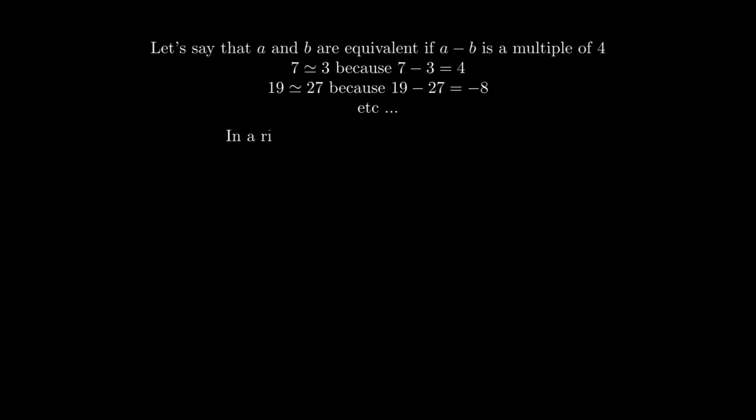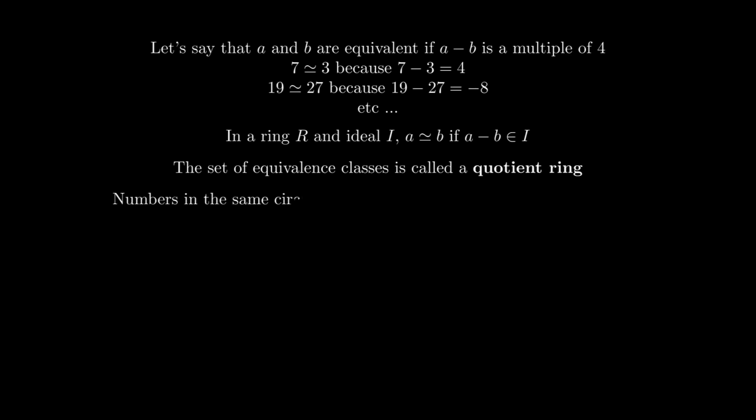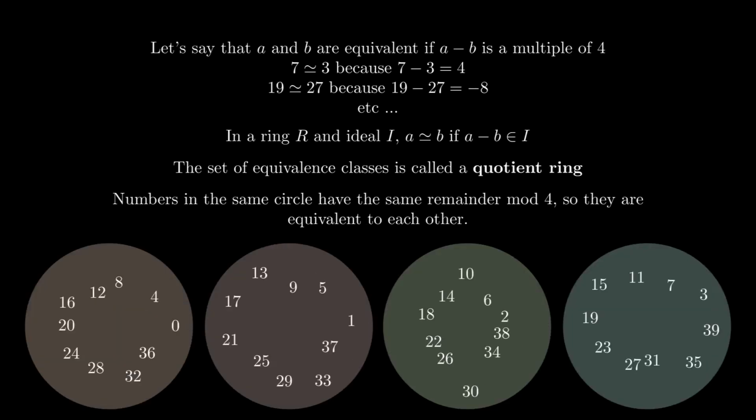In the integers, we can take remainders mod 4. Can we do this in any ideal of any ring? Yes, we can define an equivalence relation corresponding to any ideal, such that A is equivalent to B if and only if A minus B is in the ideal. The set of equivalence classes is called a quotient ring. As its name suggests, it's a ring. Try defining addition and multiplication and show it's well defined.